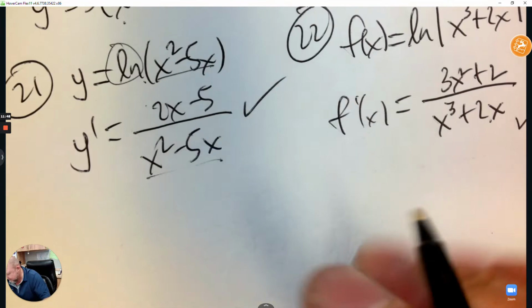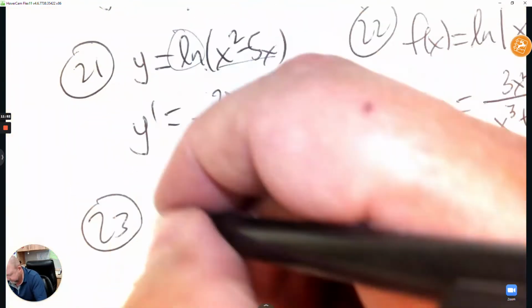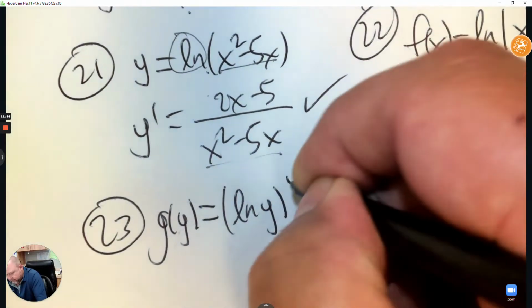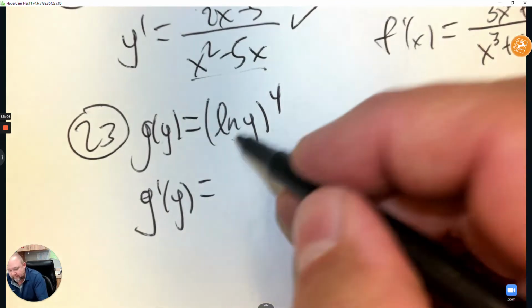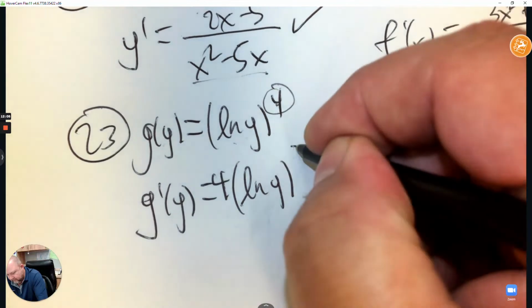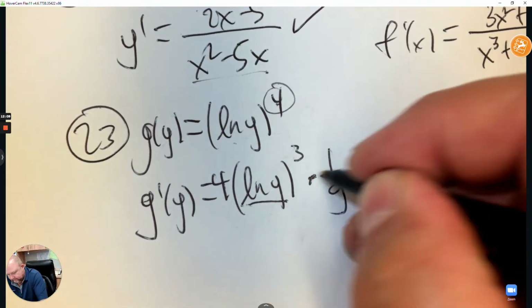Press pause. Try number 23, then press play. All right, this is actually a power rule, so the power is 4. So we multiply by 4, subtract 1, and then the hook is the derivative of the base.